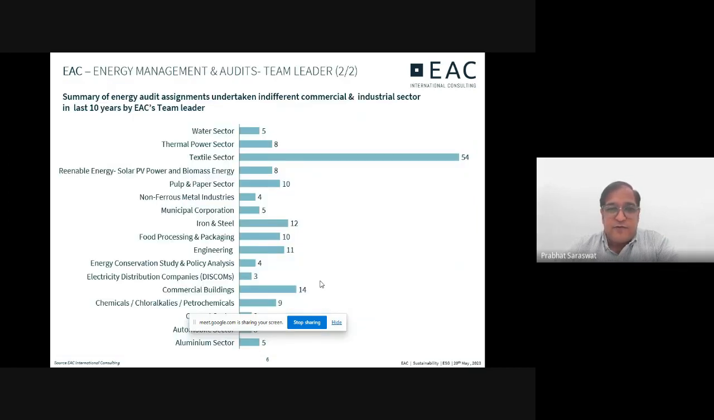This is my small experience in industry related to energy management and energy efficiency. I have also worked on decarbonization of some industries. I prepared a roadmap for the aluminum sector at EGA, Emirates Global Aluminium, where I was a member of the team that prepared the roadmap for decarbonization of the aluminum industry.